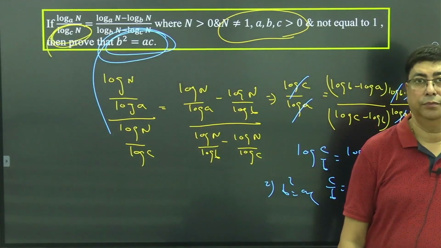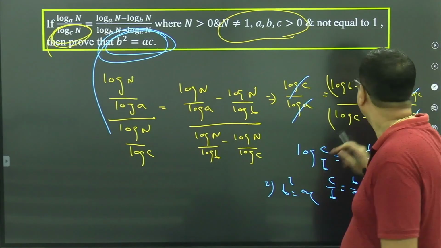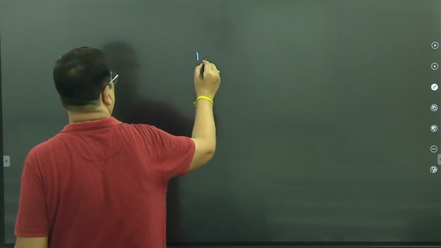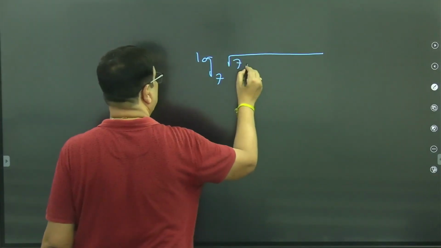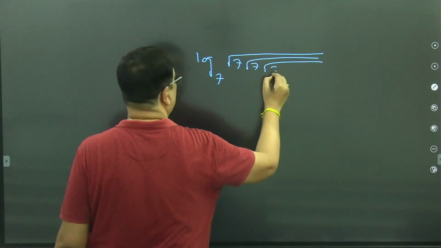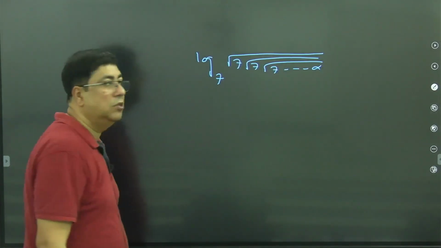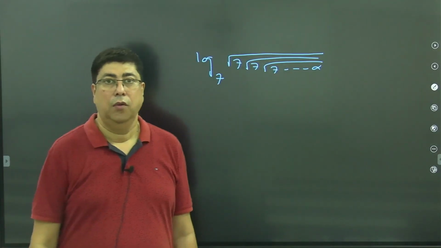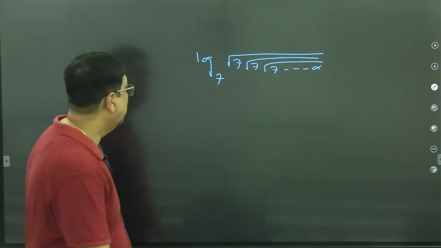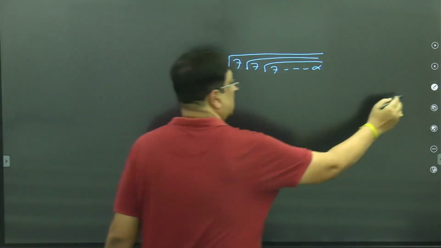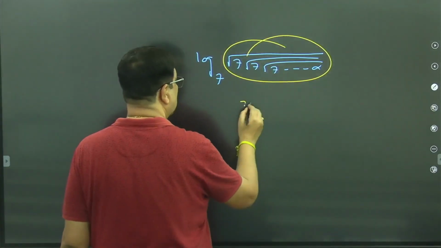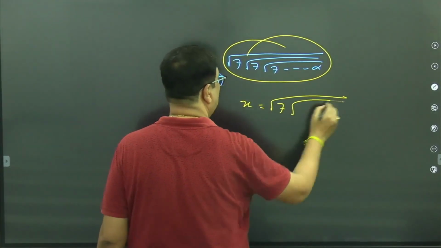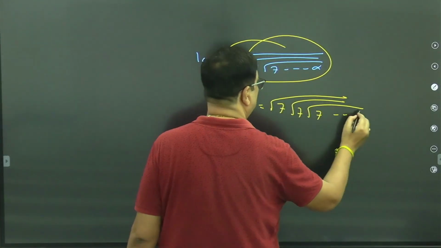Okay, ready? One more question. Suppose log of base 7, root over of 7, root over of 7, root over of 7 up to infinity. Find the value of this logarithm. What to do? First of all, we'll take this as x. Therefore, x equal to root over of 7, root over of 7, root over of 7 up to infinity.